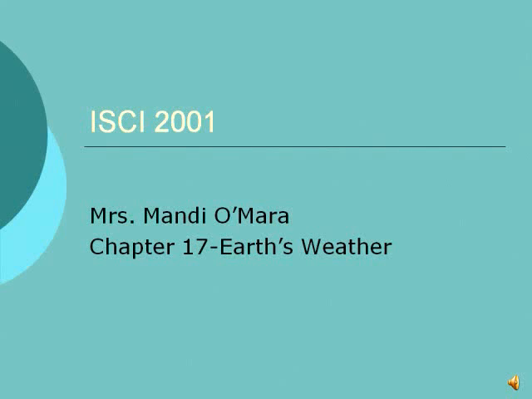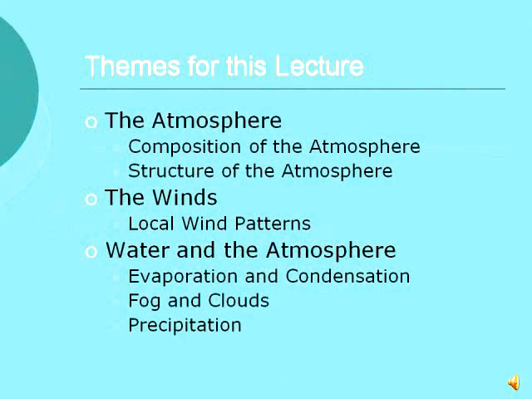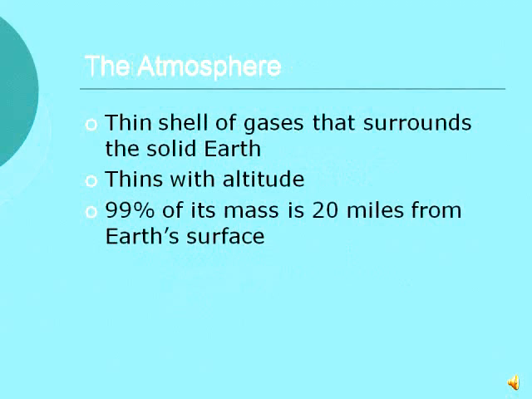This is ISCI 2001, Chapter 17, Earth's Weather. The themes for this lecture include the atmosphere, the composition of the atmosphere, and the structure of the atmosphere, the winds, local wind patterns, and water in the atmosphere, and that includes evaporation and condensation, fog and clouds, and precipitation.